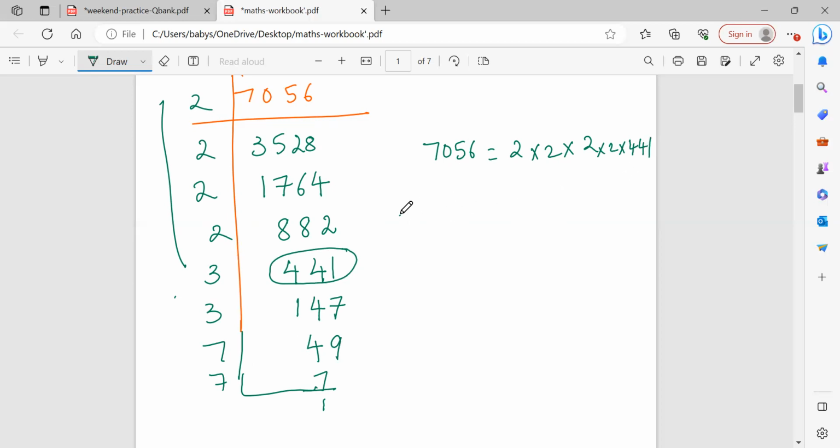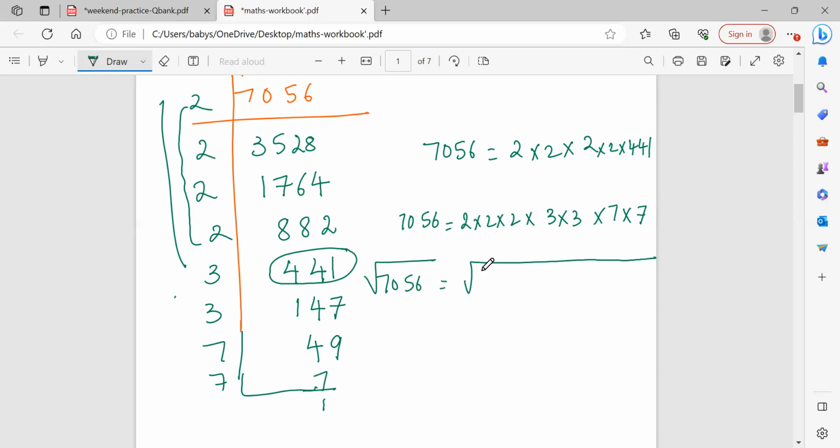So I'm rewriting 7056 as equal to what? See, how many 2s are there? 1, 2, 3, 4, isn't it? And how many 3s? 2 3s. And how many 7s? 2 7s. So square root of 7056 will be that expression on the right hand side under the square root. Yes, one more 2 is there. See, 1, 2, 3, 4. Don't forget that. Correct pairs should be there. 3 into 3 into 7 into 7.